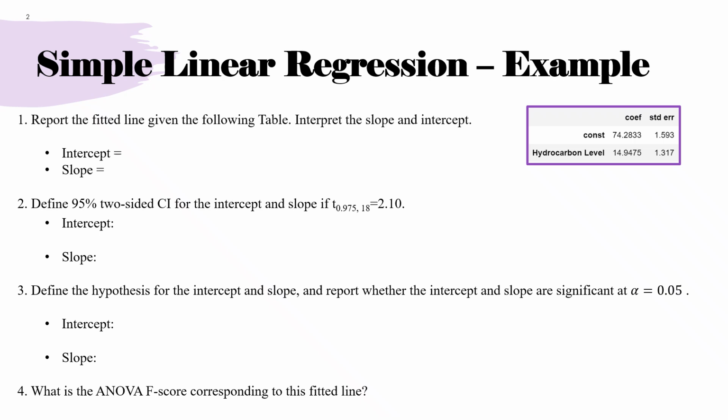Using the partial output provided, answer the following question. 1. Report the fitted regression line shown in the table. Interpret the slope and the intercept. Please pause the video here and take a moment to answer question 1.